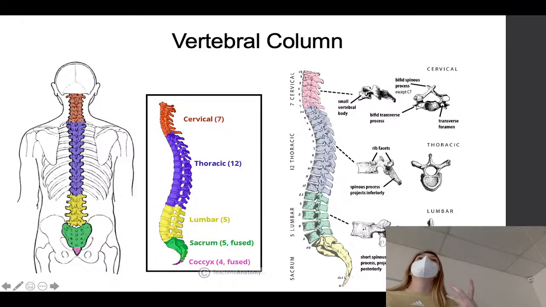Lumbar has only 5 vertebrae. So L1 through L5, you can often start here: L5, 4, 3, 2, 1. And then your sacrum and your coccyx also are made of vertebrae, but they are fused vertebrae. These are all separate units, so you could technically take one out and put one back in. Versus the sacrum, you can see it's all one big piece. The sacrum is made up of 5 fused vertebrae, and the coccyx is made up of 4 fused vertebrae.